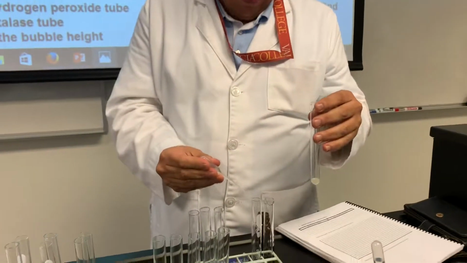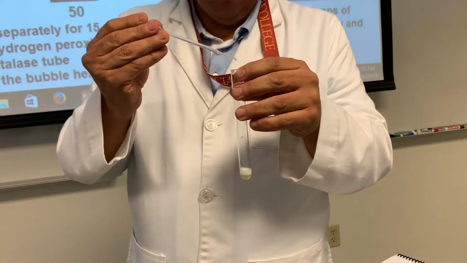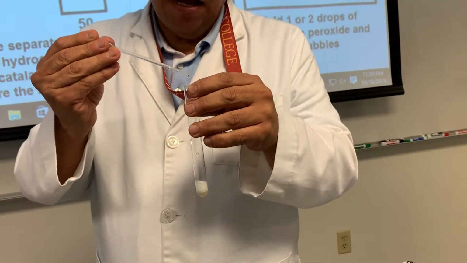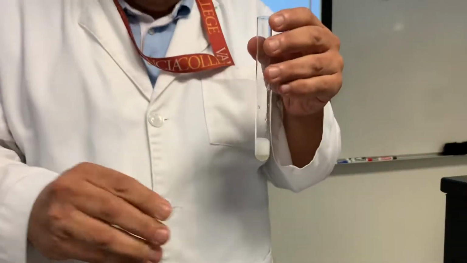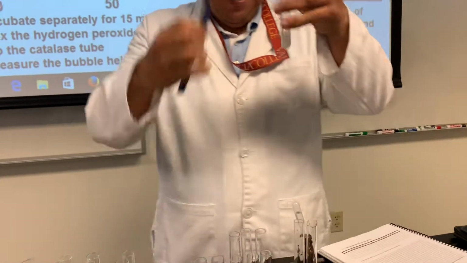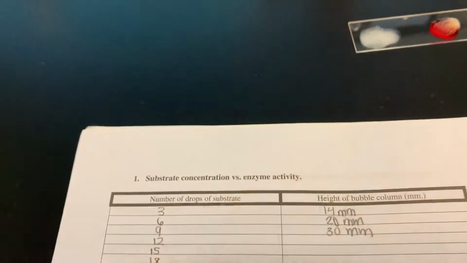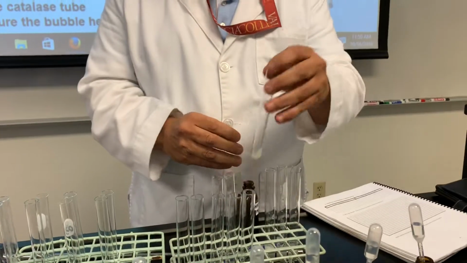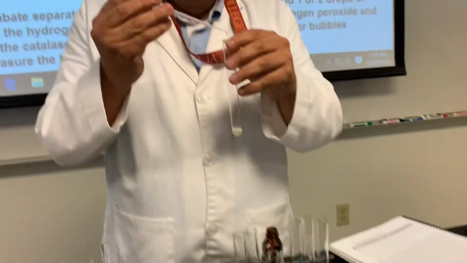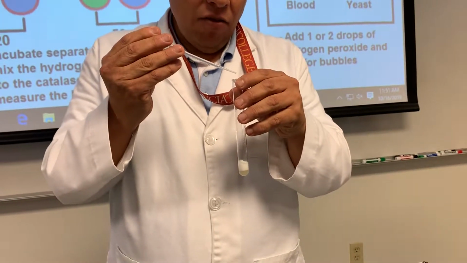All right, now the next one is how many? 9. 2, 3, 4, 5, 6, 7, 8, 9. Wow. There you go. Oh wow is even better. Let's see. 30. All right, what's the next one? 12. 1, 2, 3, 4, 5, 6, 7, 8, 9, 10, 11, 12.